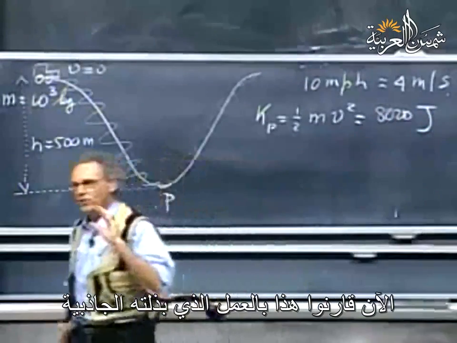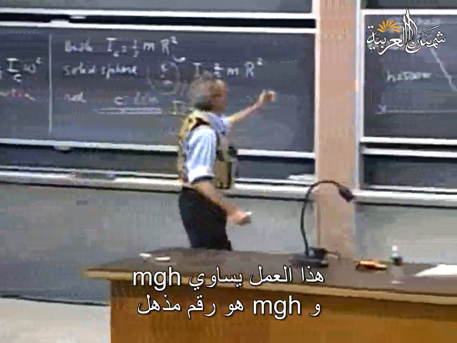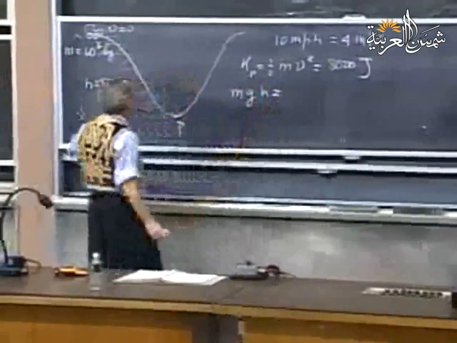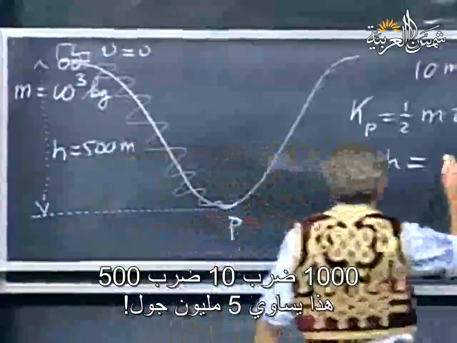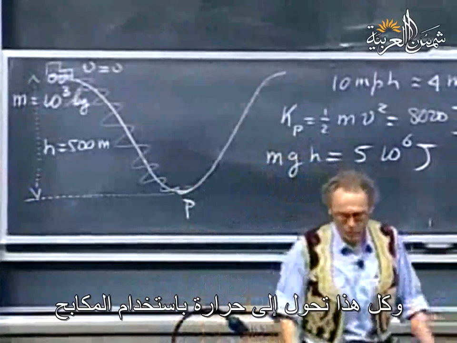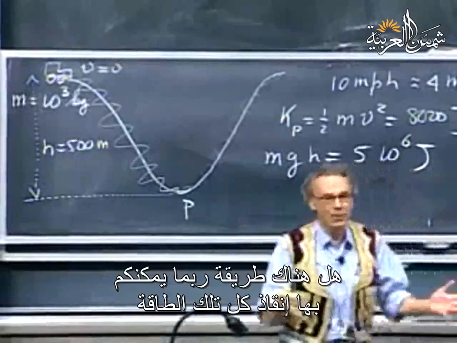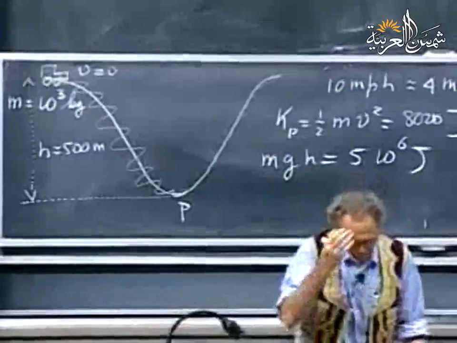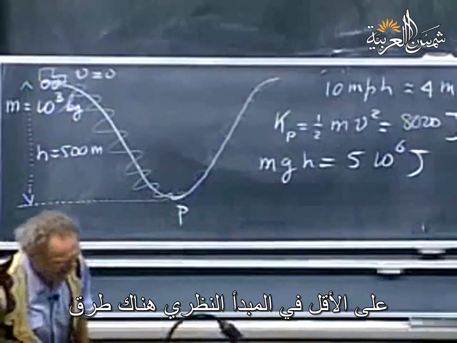Now compare this with the work that gravity did in bringing this car down. That work is mgh. And mgh is a staggering number. 1,000 times 10 times 500. That is 5 million joules. And all of that was converted to heat using the brakes. It actually even gives you also wear and tear on the brakes. So who needs it? Is there perhaps a way that you can salvage it? Or maybe not all of it, maybe part of it? And the answer is yes, there are ways. At least in principle, there are ways.